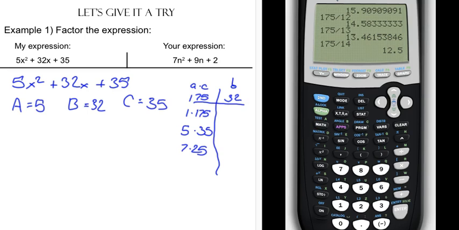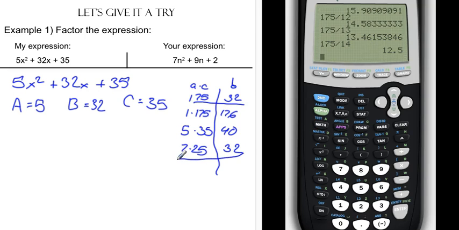And when we do this, notice now 14 is bigger than 12 and a half. I can stop. I've got them all. This is it. That's all I've got to work with. So now my job is to look through these and find which ones add up to 32. So 1 plus 175 is 176. 5 plus 35 is 40. And you saw this coming. 7 plus 25 is 32.